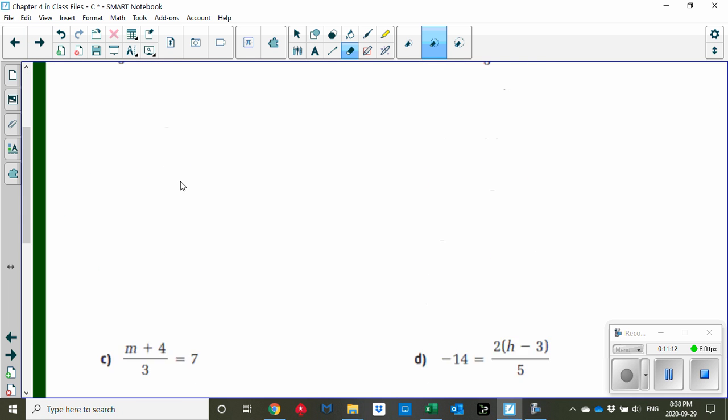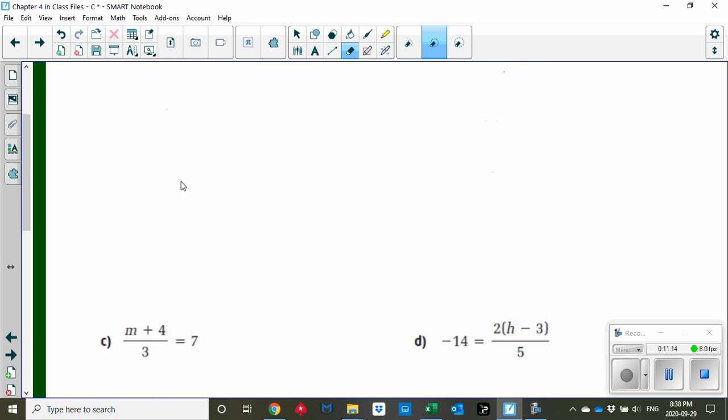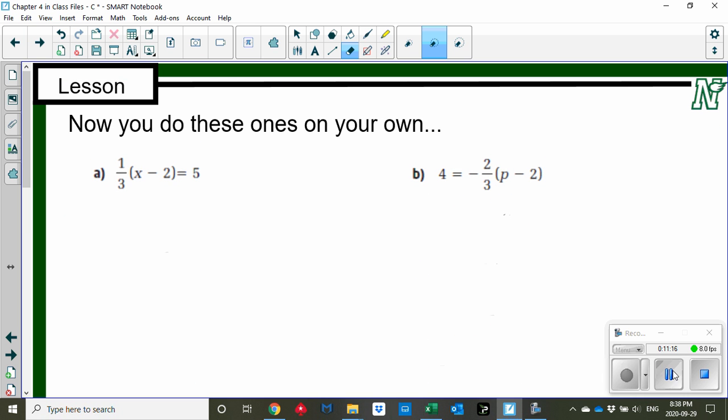So you try these 4. See what you can do, pause the video, come back, and I'll take them up quickly, and then you can move on to try some on your own. So try these 4 on your own. You can check your work as you go.